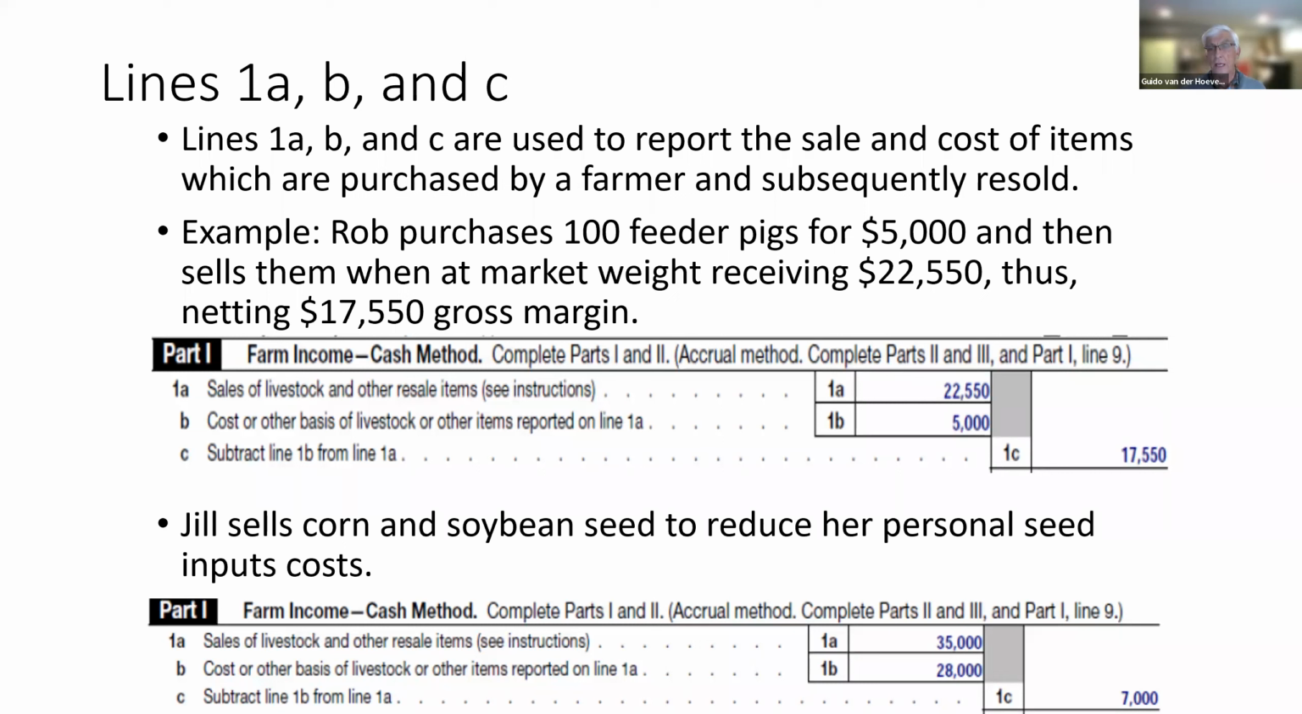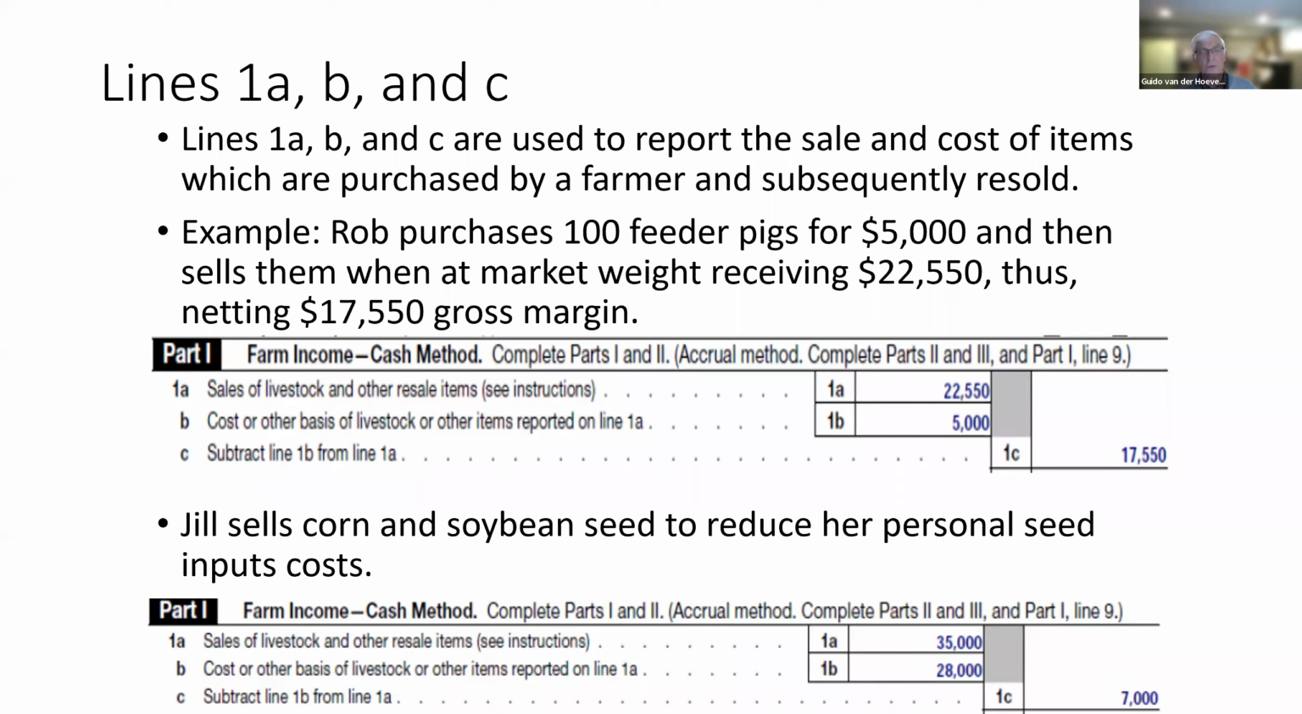So now we're going to actually get into the form. Where we start, we're going to look at income first. We've answered the questions about who we are and what kind of farm we have. Now we're going to look at the first little block. And the first little block is lines 1A, B, and C. And these are going to be used to report items that are purchased and then subsequently resold. You might want to think about this as a way of calculating cost of goods sold. The examples may be a little bit more useful. So we've got Rob purchasing 100 feeder pigs. Now he pays $5,000 for those. And you can see that that $5,000 is reported on line 1B there on the screen.